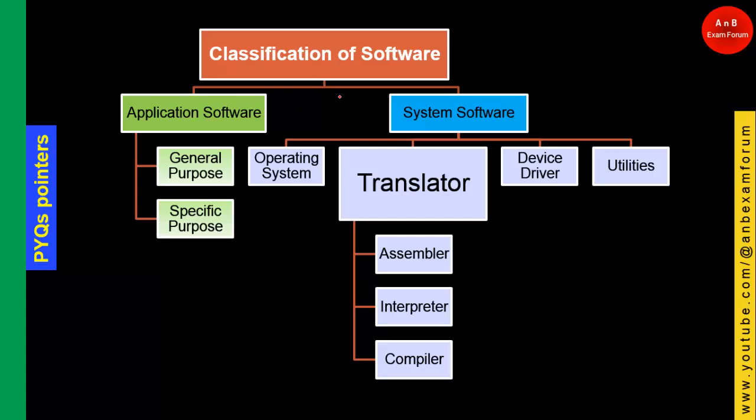So we have seen the classification of software, application software and system software. We have seen operating system, general purpose operating system, specific purpose operating systems. So now it is translators. There are three types of translator that we are going to cover right now.